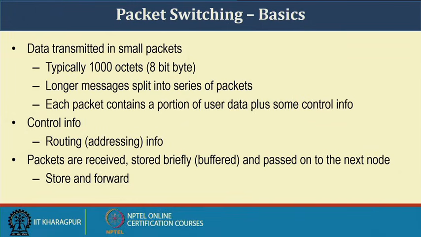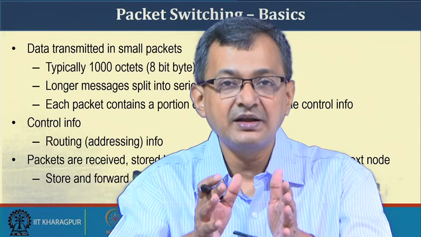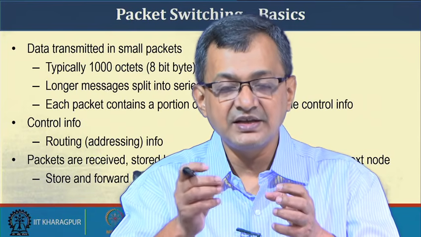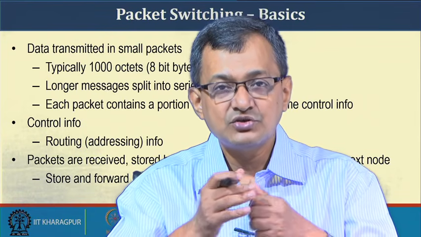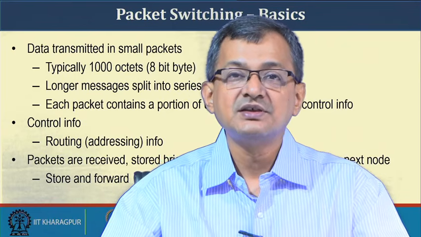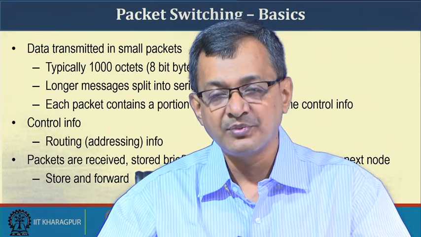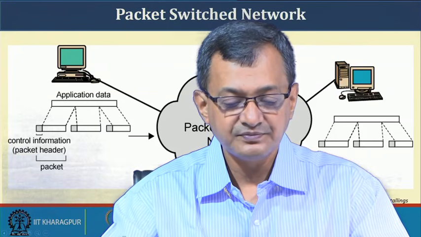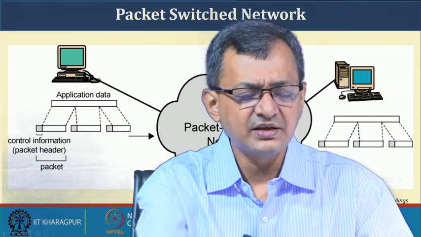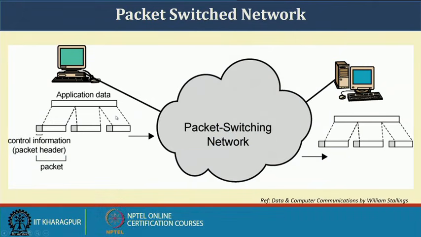Packets are received, stored briefly, or what we say buffered, and passed on to the next node. Once a packet reaches an intermediate switching node, it receives it, stores it and forwards it to the next destination. That is the store and forward mechanism. So, like this, I have application data from one end, there is a packet switch network, and I want to communicate to the other end through this packet switching network.